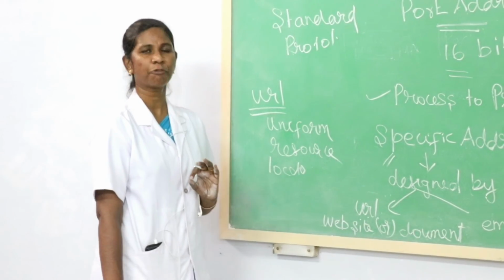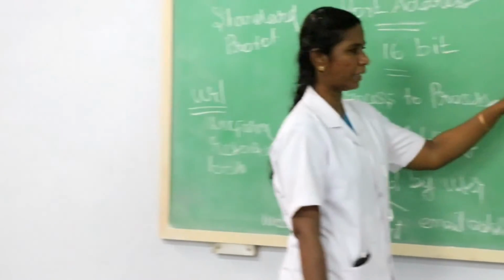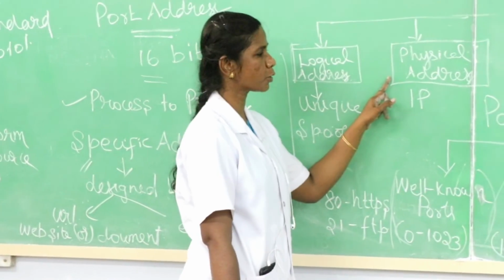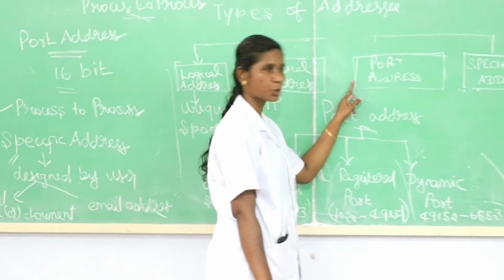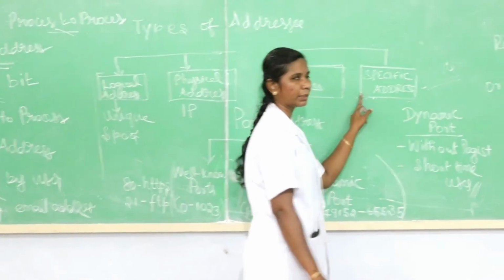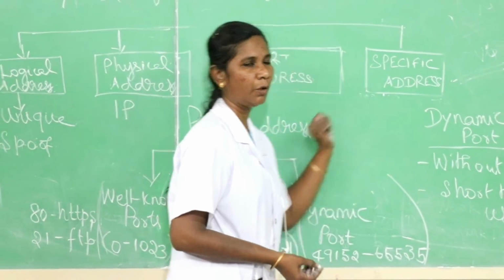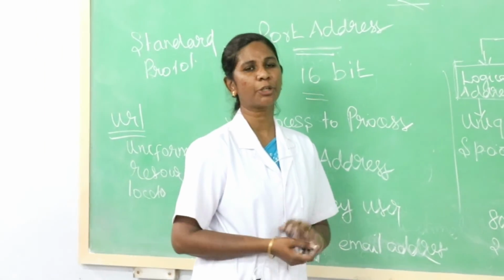So these are the 4 types of addresses. This one is for hop to hop delivery, this is for source to destination delivery, this is for process to process, and this last one is specifically for application-oriented use. Okay, I think I completed all the types of addresses. Thank you for listening.